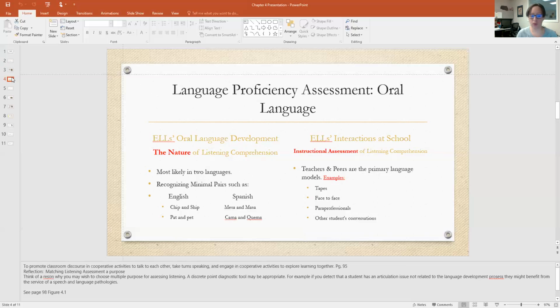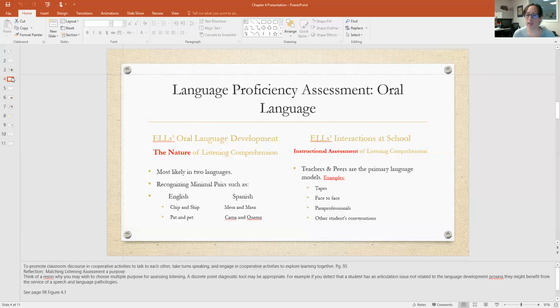In order for us to promote classroom discourse and cooperative activities, we need to talk to each other, take turns speaking, and engage in cooperative activities to expand learning. And we can do this together. You can find more information on page 95.